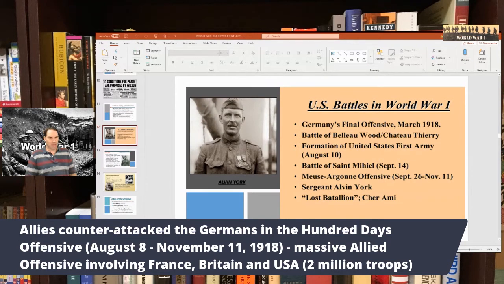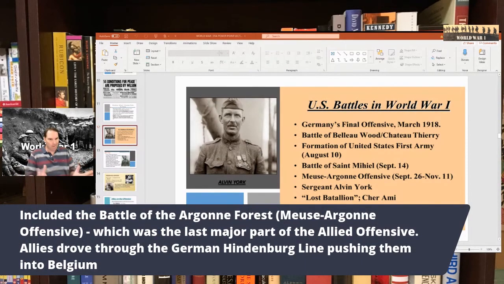It's the most strategic aspect of the war. And battles like St. Michel were ones where we participated. And of course, the more famous one that everybody talks about in American history is the Battle of the Argonne, or Argonne Forest. They also call it the Meuse-Argonne Offensive. It's called all kinds of names, and it took place mostly around October of 1918.